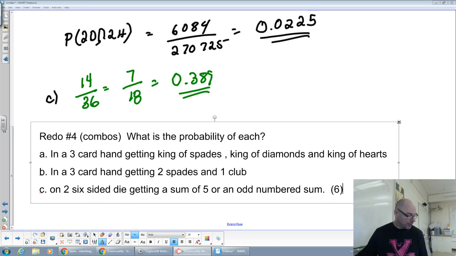Okay, so that's redo number 4. All right, let's take a look here. Number 7. Given the probability switch. That one you did right. Okay, probability of 8.